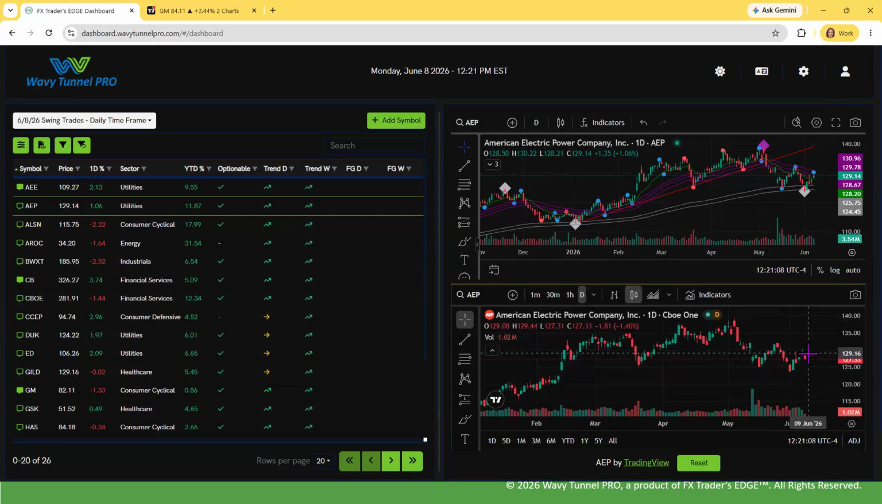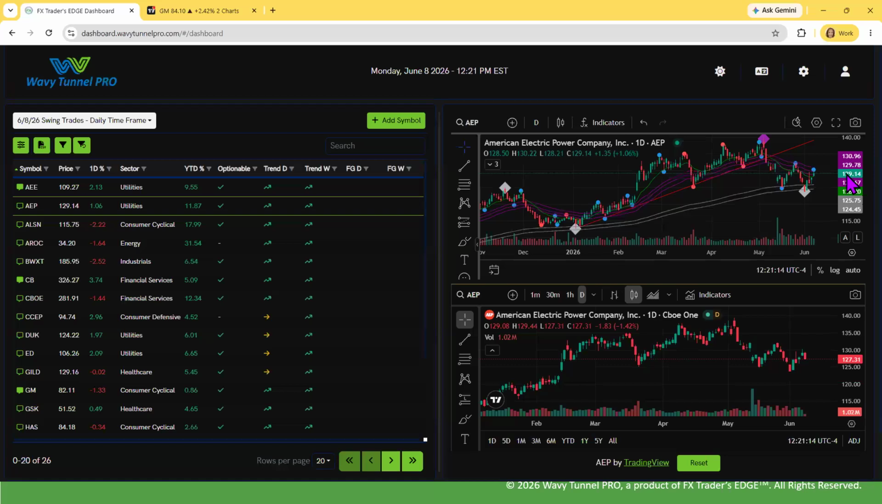So you can see that we're giving back a little bit here. But I really do like this pattern because this is a beautiful uptrend and we have a nice swing move right below the tunnel. So that's a nice one. Let's look at the next one.